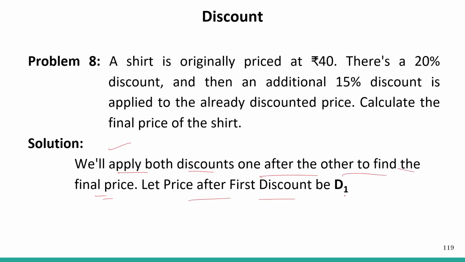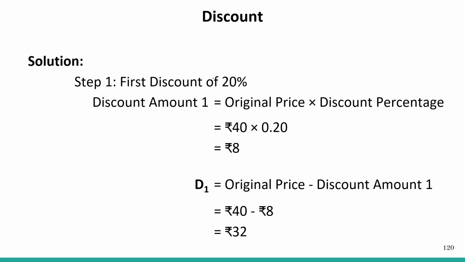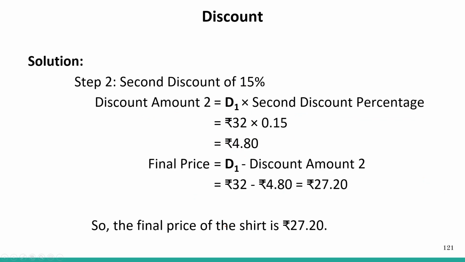So let the price after the first discount be D1. So first discount is equal to 20%. So discount amount 1 is equal to what? Original price into discount percentage. That is 40 into 0.2. So it will be 8 rupees. So D1 is equal to original price minus discount amount 1. So 40 minus 8 is equal to 32 rupees.